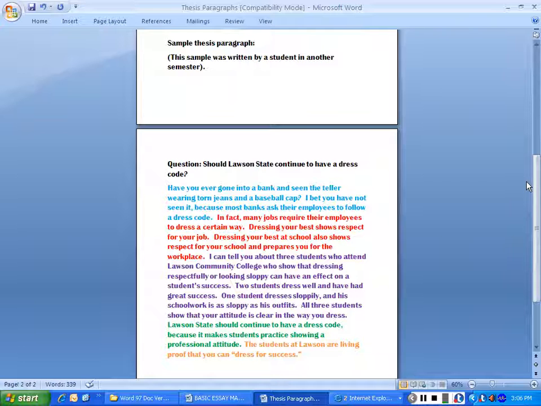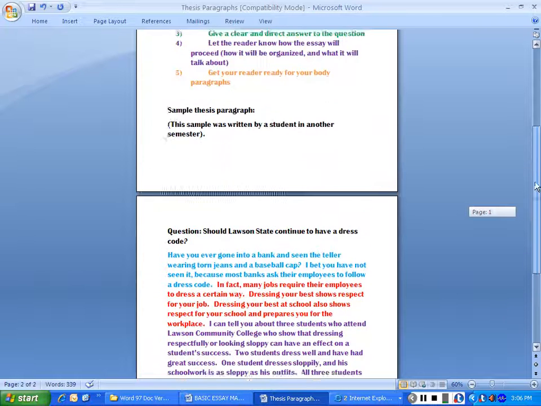I can tell you about 3 students who attend Lawson Community College who show that dressing respectfully or looking sloppy can have an effect on a student's success. 2 students dress well and have had great success. 1 student dresses sloppily and his schoolwork is as sloppy as his outfits. All 3 students show that your attitude is clear in the way you dress.